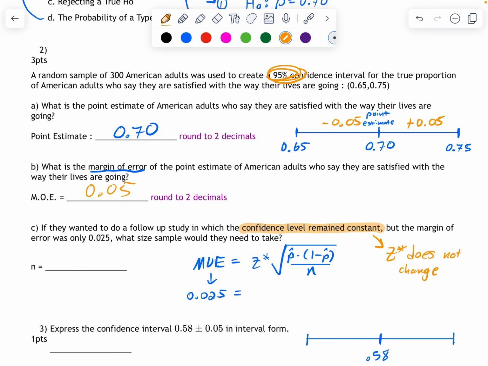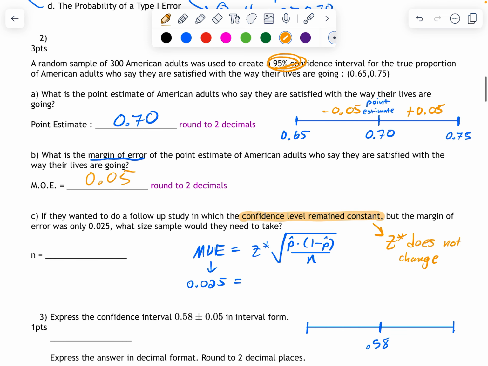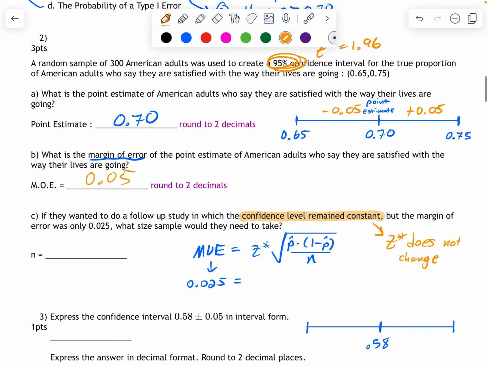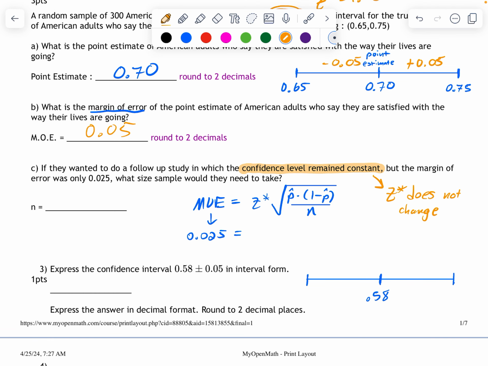My Z star for that, right, what is Z star for that? It's 1.96, the most common one. So that's going to stay the same, but I'm going to change my margin of error. Mine was 0.05. It looks like I'm cutting it in half. I'm not sure if that's going to be the same for all of you, that it's dividing by 2, but mine is. So the margin of error formula is the Z star times the standard error.